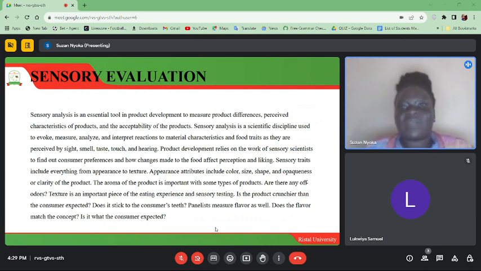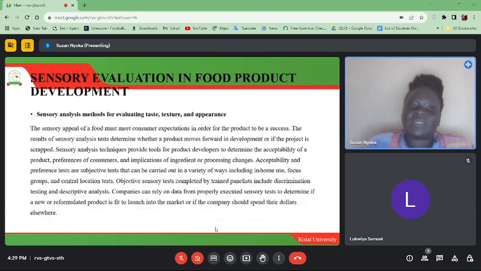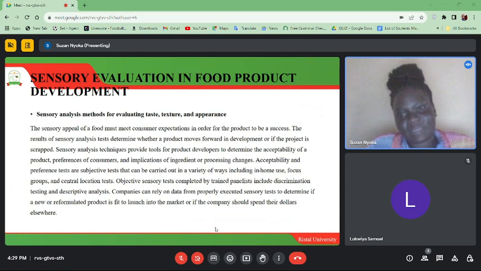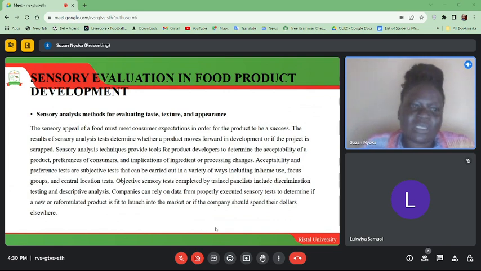Sensory evaluation in food product development uses sensory analysis methods for evaluating taste, texture, and appearance. The sensory appeal of a food must meet consumer expectations in order for the product to be a success. The results of sensory analysis tests determine whether a product moves forward in development or if the project is scrapped. Sensory analysis techniques provide tools for product developers to determine the acceptability of a product, preferences of consumers, and implications of ingredients or processing changes.